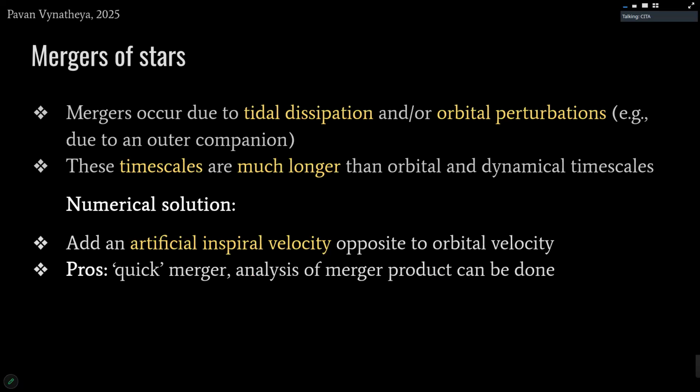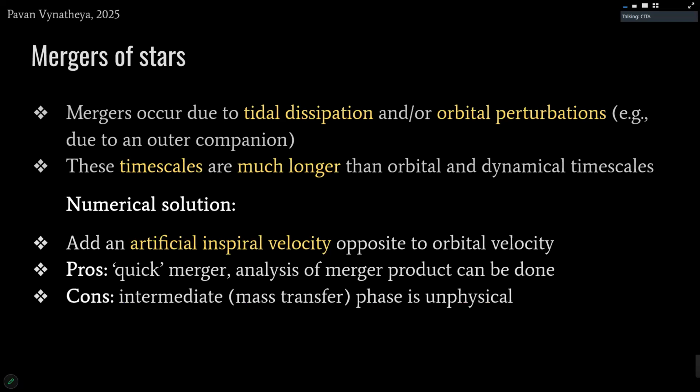So of course, the advantage is that we can model these interactions better. The intermediate phase of mass transfer, which takes place when the inspiral is happening, is not resolvable time-wise in our simulations. However, this does not really matter for the merger product we are looking at, because it's the same amount of mass which is being transferred onto the star. So we want to see the end products, and we don't really care about what happens in the intermediate phases, the exact physics of it.